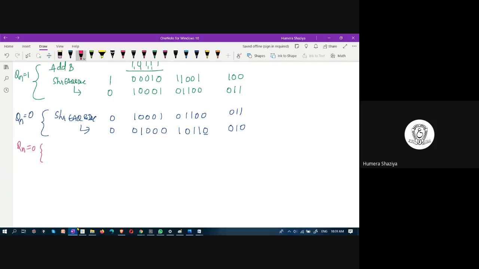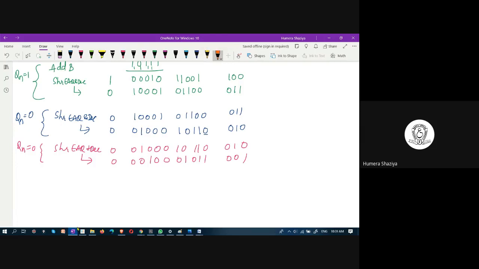Qn equal to 0. Shift right EAQ and decrement. When you apply this shift right, you obtain the result as 0 0 0 1 0 0 0 1 0 1 1. This 0 is out, and this one would be 0 0 1. Right, students? Yes, ma'am.